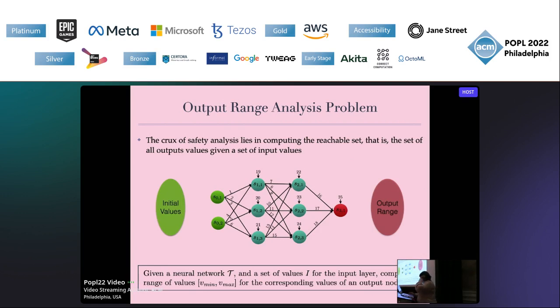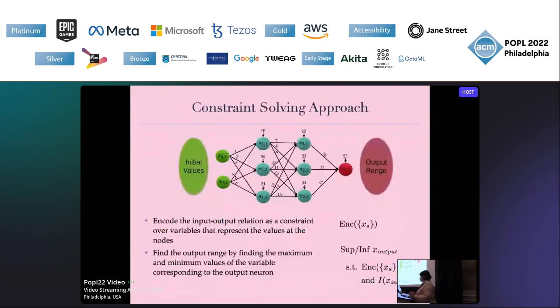Now, a standard approach to compute this output range analysis is to encode the input-output relation of this neural network as a constraint and then solve an optimization problem. So more precisely, let's say you have a variable xs, which represents the value of the node s. And you write down a constraint based on these variables, which encodes the input-output relation of the neural network. And then you find the max and min values of the variable corresponding to the output neuron.